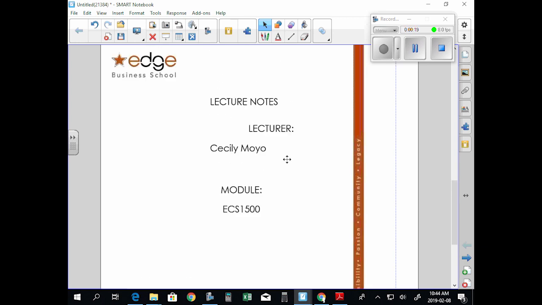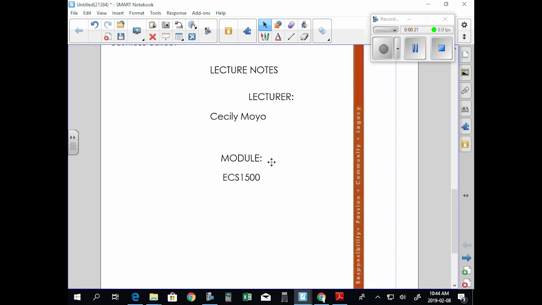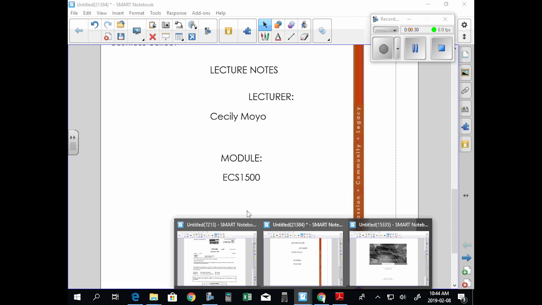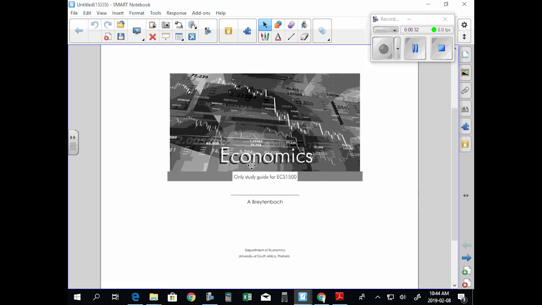So as an introduction, what I want you to know is what the module is basically about, what we are going to be looking at, and how best to prepare yourself for the module going forward. What I have over here is your study guide that you have from UNISA. It's sufficient, you don't need anything else besides the study guide and the notes that I'm going to make available to you.